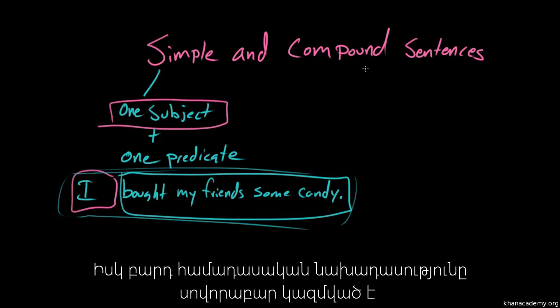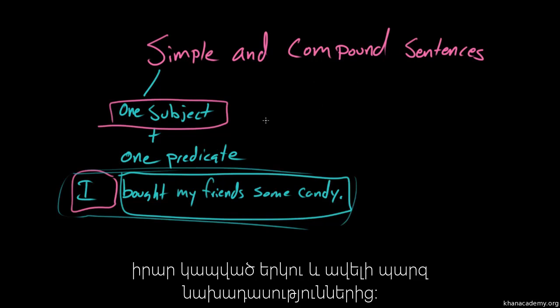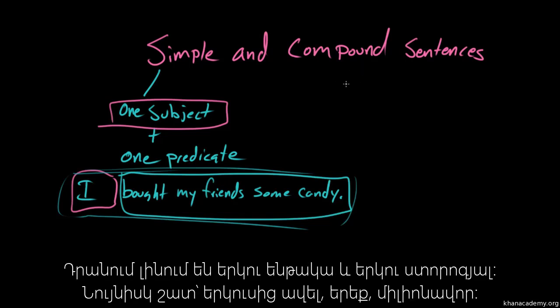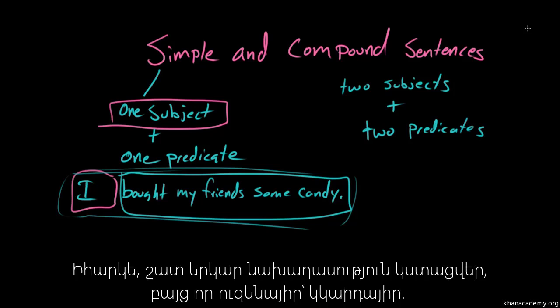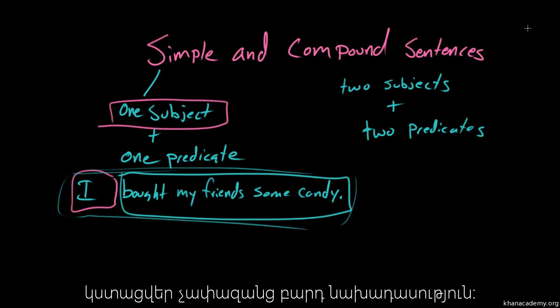But a compound sentence is basically two or more simple sentences joined together. So that would be two subjects plus two predicates. Or more. 2, 3, a bajillion. That would be a very long sentence to read, but you could do it. It would be a very, very compound sentence.